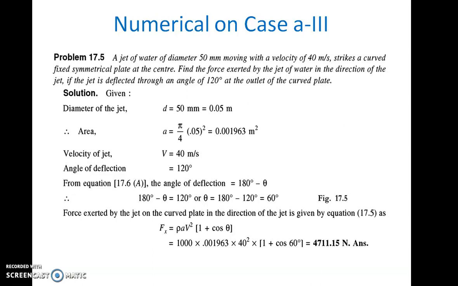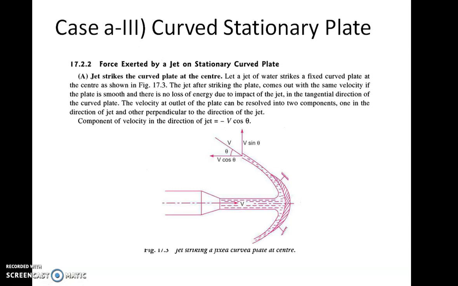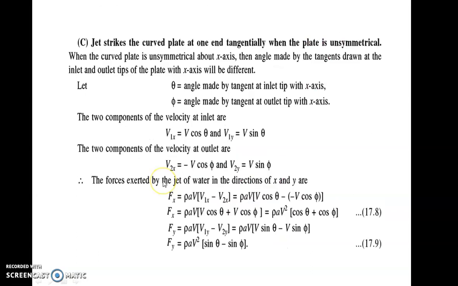Now you have to find what is the angle. This angle is 120 degree. That means the angle of deflection, as in our case, will be 180 degree minus theta. This angle of deflection is nothing but, if you see this figure, the angle made by this jet with this horizontal, which is taken as angle of deflection. This angle is angle of deflection, so it is given as 120. So in our case theta will come as 180 minus 120, and that will be equal to 60 degree.